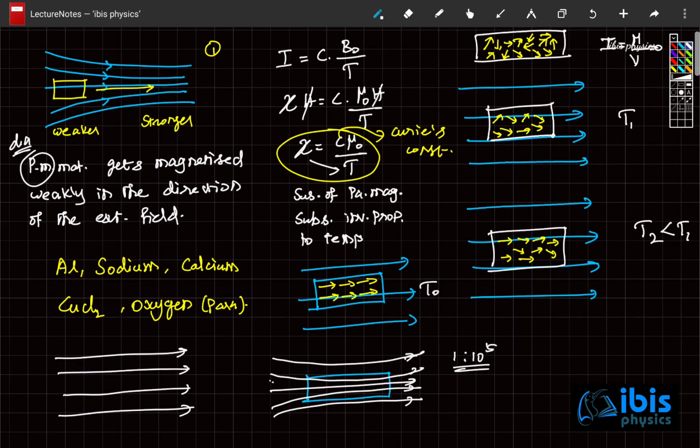So a paramagnetic material's susceptibility is inversely proportional to temperature. When temperature increases, susceptibility decreases; when temperature decreases, susceptibility increases. There will come a point where the individual dipole moments of the paramagnetic atoms align in the direction of the external field. For temperatures less than T naught, it won't obey Curie's law. So chi and mu of a paramagnetic material depend not only on the material but also on the sample temperature.